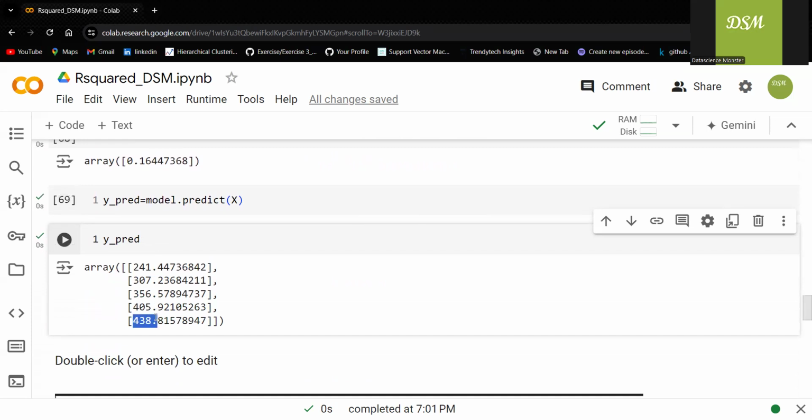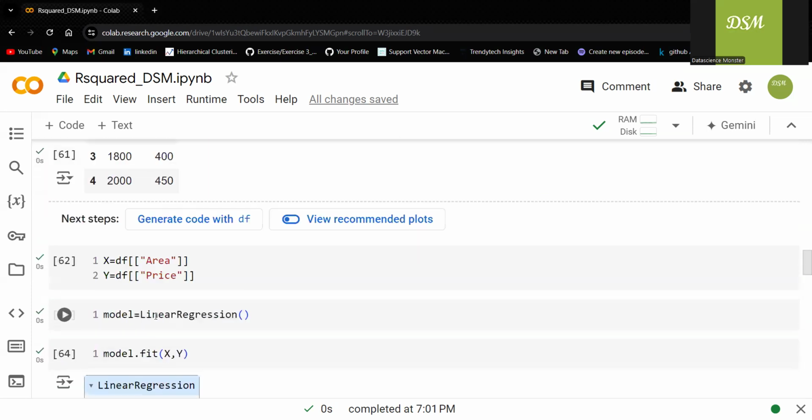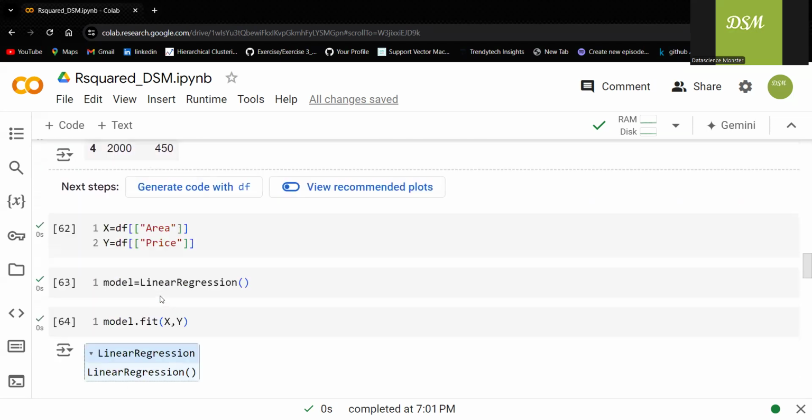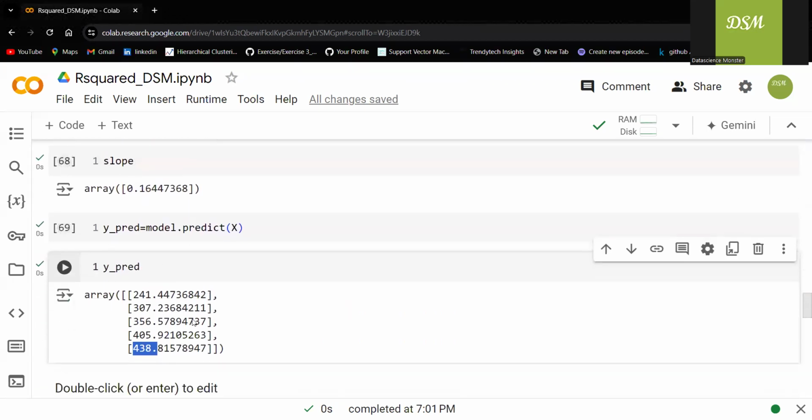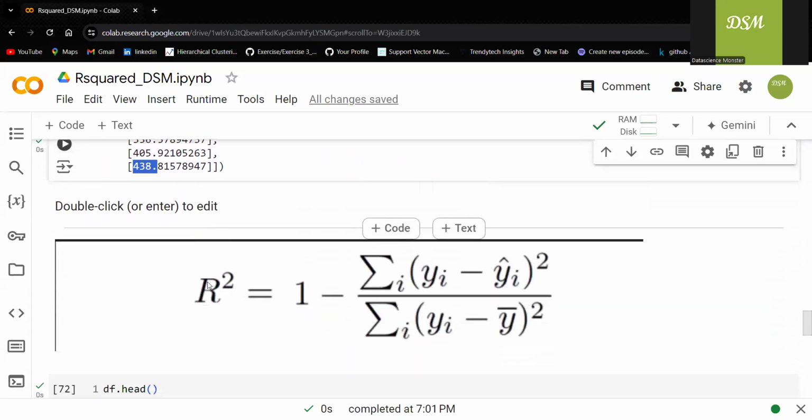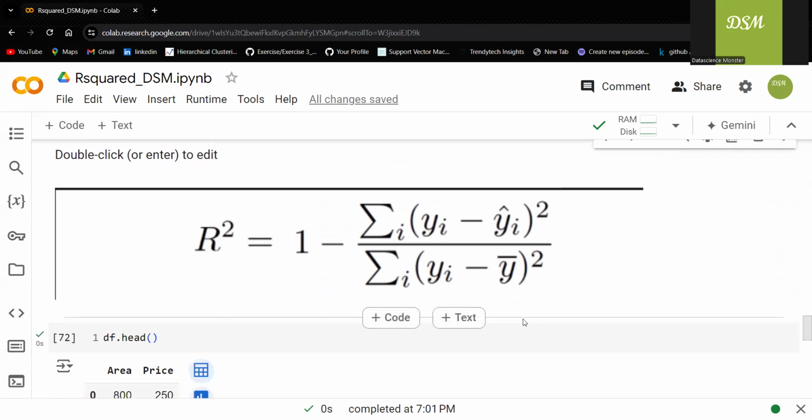So we could definitely see that there is a difference between the actual value of y, which is given in the data set, and the predicted value of y, which has been predicted by our model. This formula, you might have seen it: R squared equals 1 minus the sum of (y minus y hat) the whole squared divided by the sum of (y minus y bar) the whole squared.